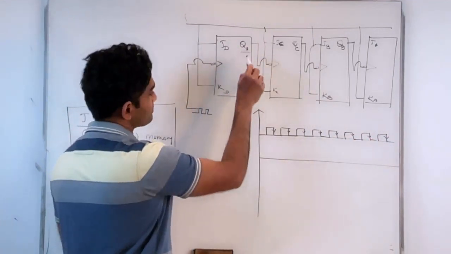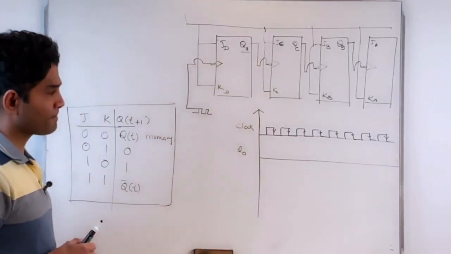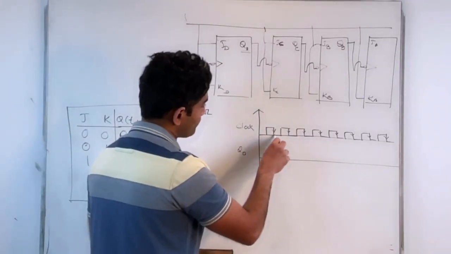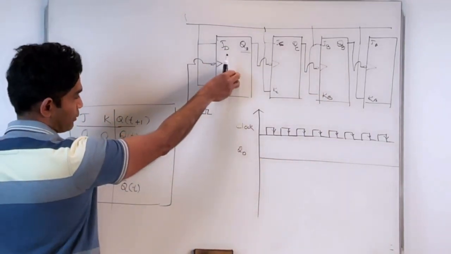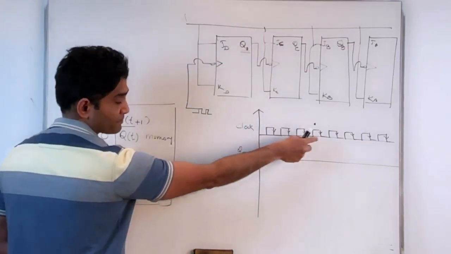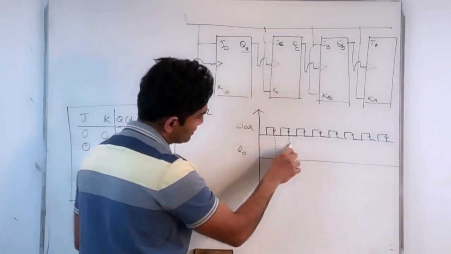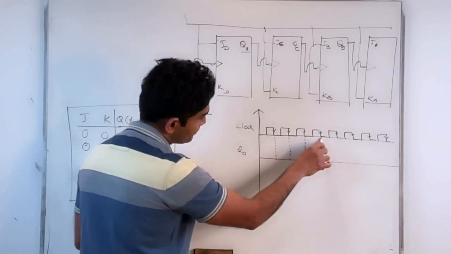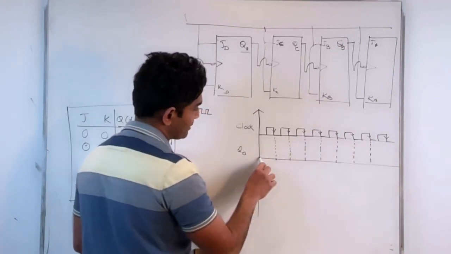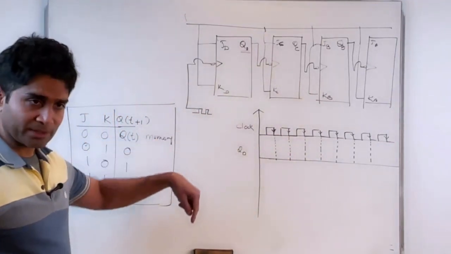If I want to draw QD, that's my clock. What would that be? Because I've configured this JD KD flip-flop in the toggle state, my QD has to toggle with each active edge. In other words, these are my active edges, and my QD has to toggle at each one. Ideally, if there was no delay, it should toggle right here, because that's exactly where my clock is going down. That's the active edge.